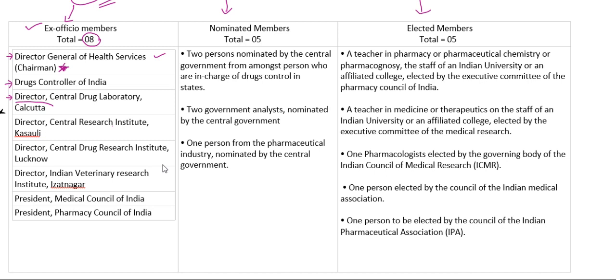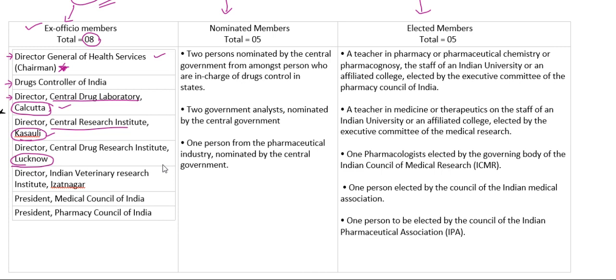Another area of interest usually asked in various competitive exams is the place where it is located. So Central Drugs Laboratory is located in Calcutta. The Director of Central Drugs Laboratory is an ex officio member of DTAB. Next, Director, Central Research Institute. Where is it located? It is located in Kasauli. This is also an area of interest. Next, Director, Central Drug Research Institute, which is located in Lucknow.